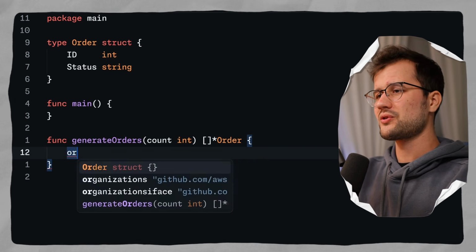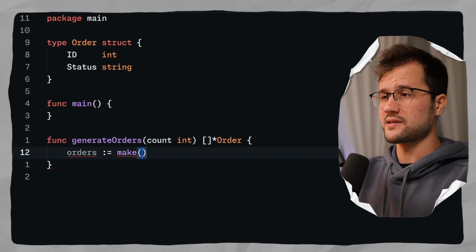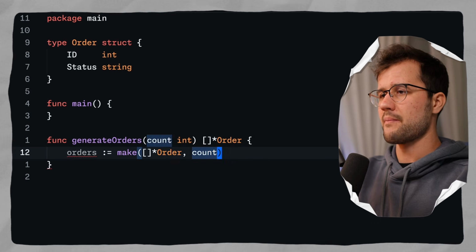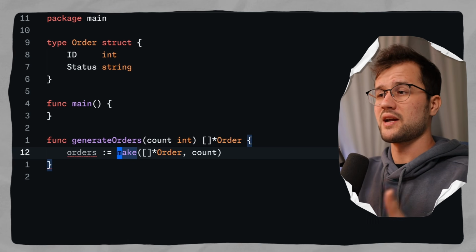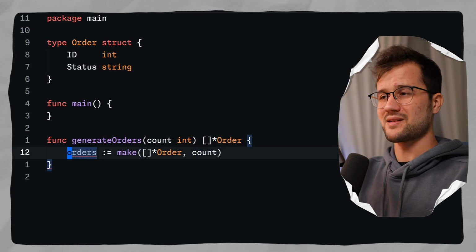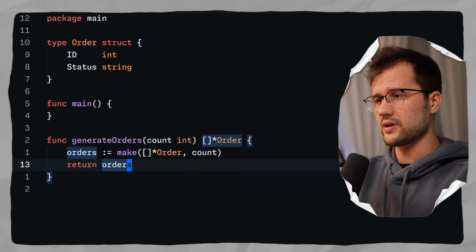Now we are going to create a simple slice by just saying make, or in this case, it is a fixed array. We're going to say order, and then the amount is count. This basically initializes an array or a slice with the length of count. So in the end, we now have an order slice with empty elements of the amount of count. And in the end, we just return orders for now.